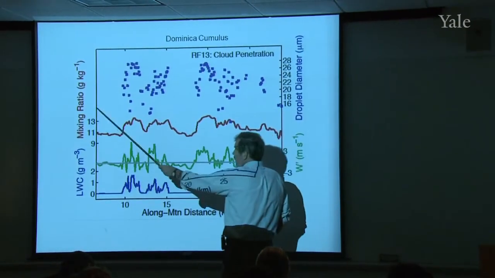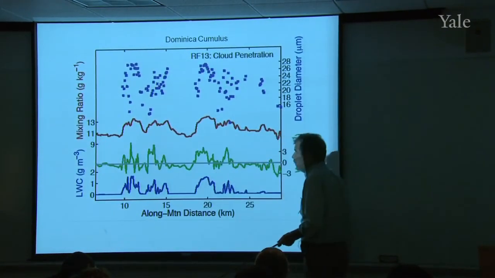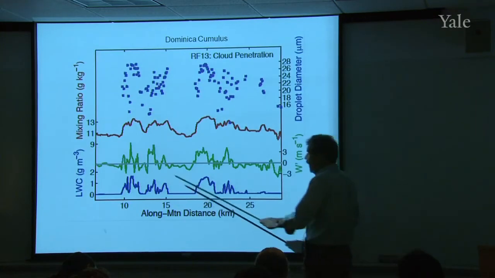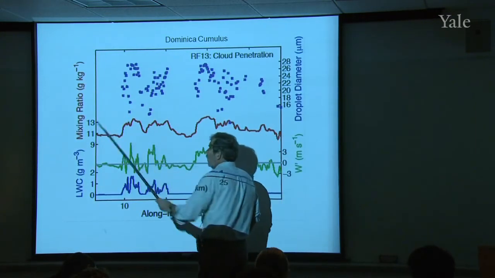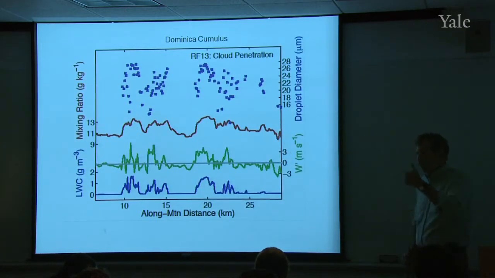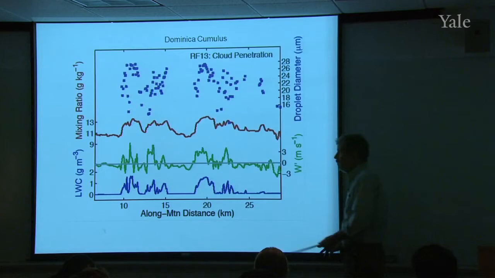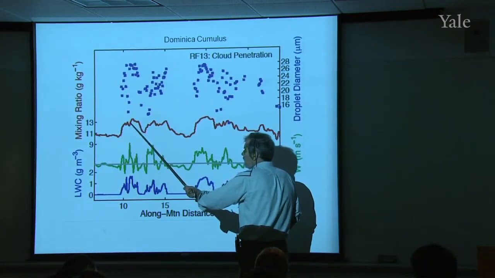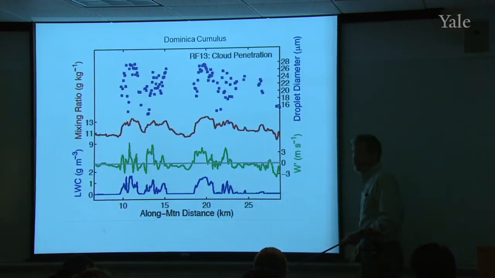Here is the water vapor mixing ratio. We call that the specific humidity. It's in units of grams of water vapor per kilogram of air. How much water is mixed into the air? It was 11 outside the cloud and about 13 inside the cloud.